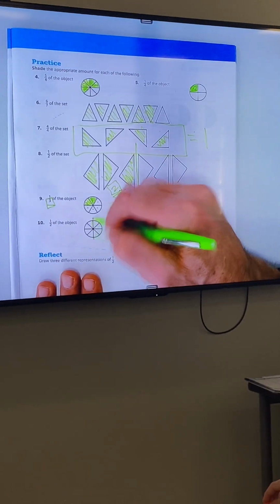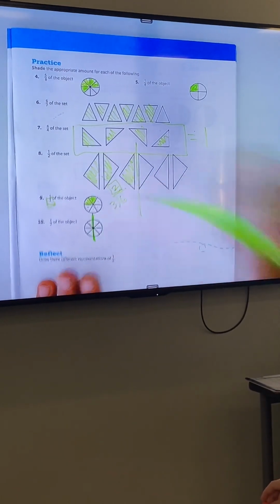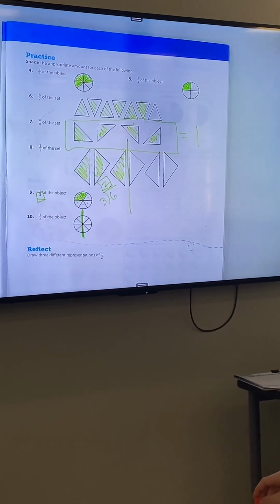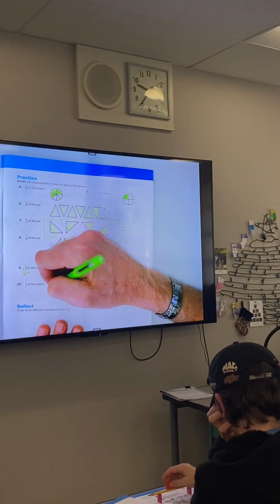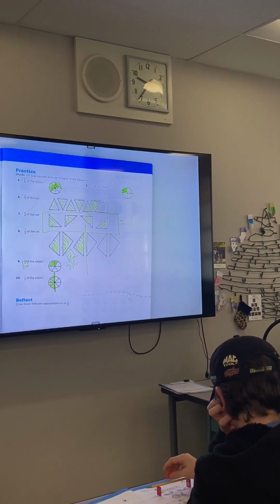Half of the object. 4. Again, I like to segment it. If it tells me a half, let's go. And yes, I color in all of that.